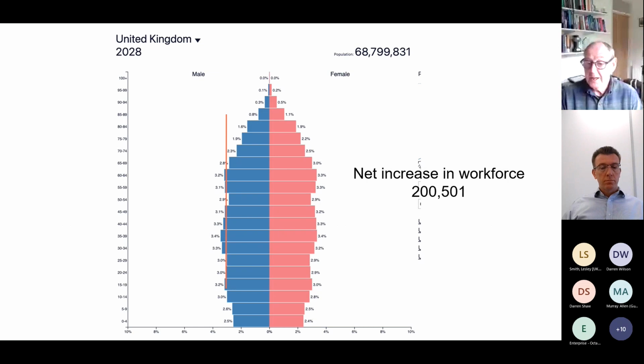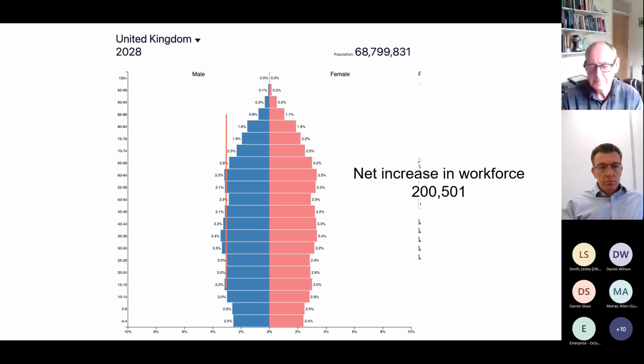Well, I'm afraid it will get worse. We don't have in here any visa applications or immigration, but if you take our homegrown, the net increase in the workforce, assuming no change in the retirement age, will be 200,000. So that's in 5 years' time.